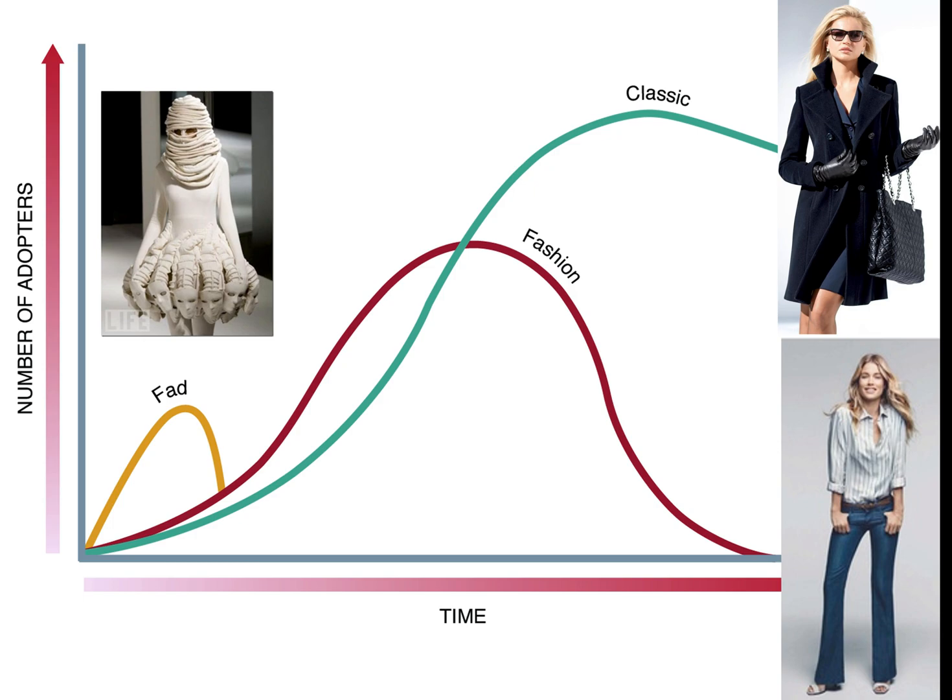All right, so we have 3 cycles represented here. Middle is a traditional fashion bell curve, which we just talked about. A fad is going to be a hiccup, a short cycle, and a very limited number of consumers who are going to buy it. A classic fits the lifestyle of more consumers. It's going to stick around for a while.